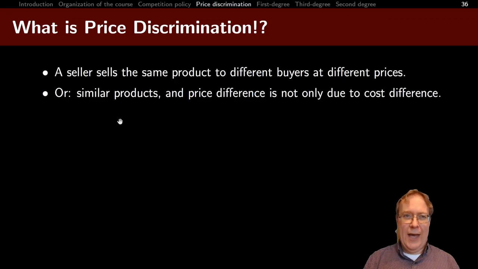Okay, so that is price discrimination. Price discrimination means that a seller sells the same product to different buyers at different prices. Or, to relax that definition a little bit, it sells similar products, but the price difference is not only due to a difference in cost. And I will show you later cases in which that becomes clear.